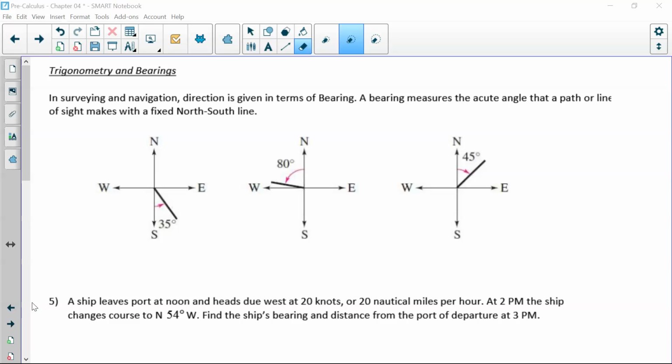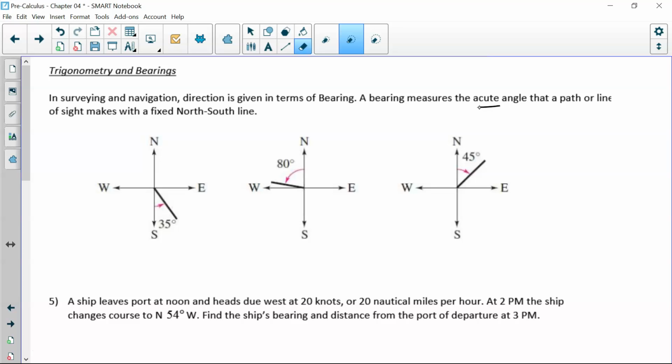Now a bearing measures the acute angle, so they're always acute, and it's the path or the line of sight makes with a fixed north-south line. So we say something is east or west of the north line or of the south line.